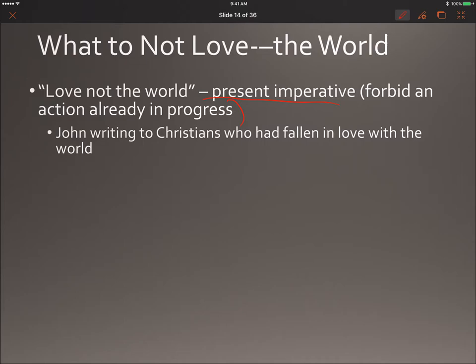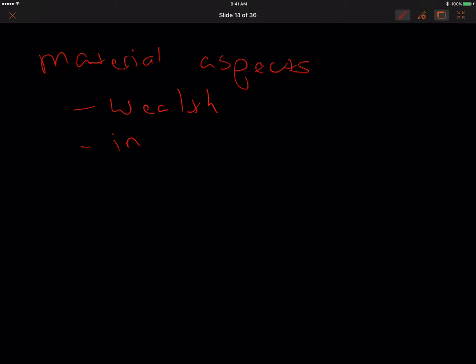So Christians have fallen in love with the world, and man, I tell you, there is an allurement that the world has on us all. And when we talk about the world, you know, we're talking about the material aspects of it, right? You know, things like wealth, influence, power. Okay. Status could go along with that. And you know, American Western Christianity, I believe, does not deal with this as diligently as we should.